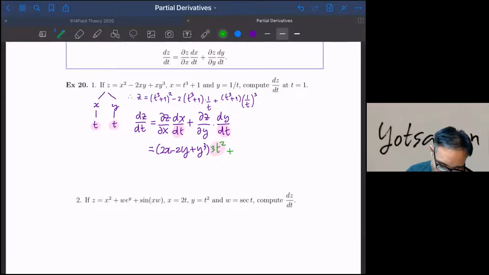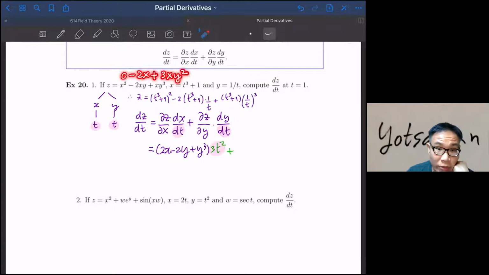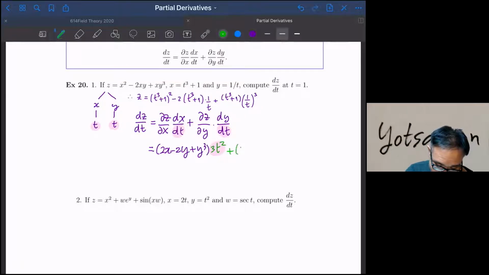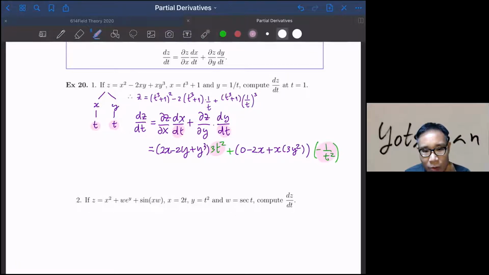The second one is going to be dz/dy. So you differentiate with respect to y, and you get 0 minus 2x plus x times 3y squared. And for dy/dt, you differentiate 1 over t, which is negative 1 over t squared. So that's the derivative with respect to t: dz/dx times dx/dt, plus dz/dy times dy/dt. That's two terms.